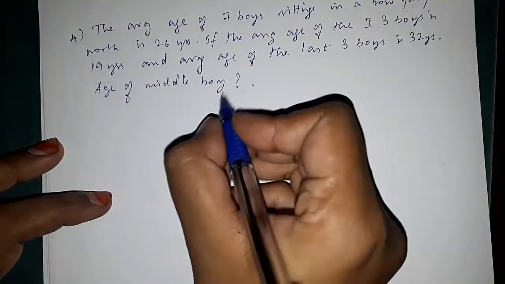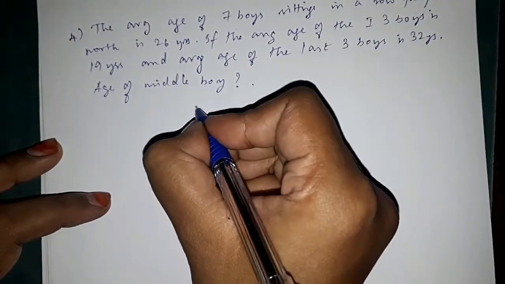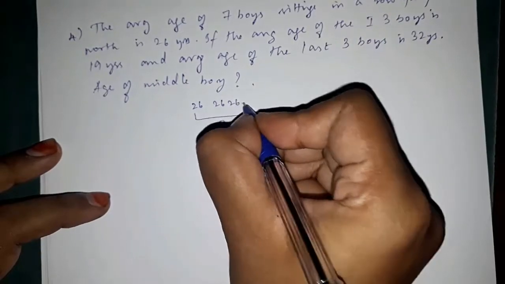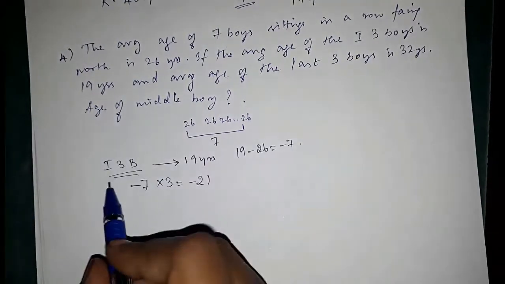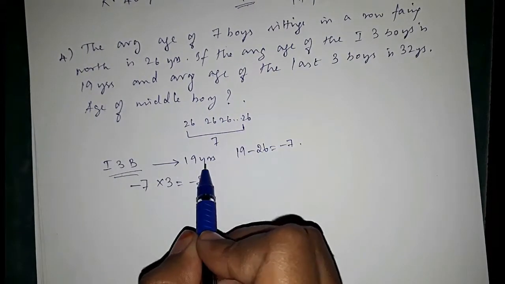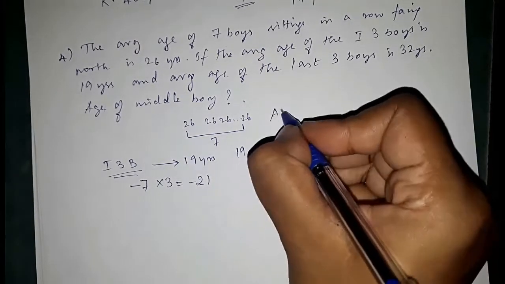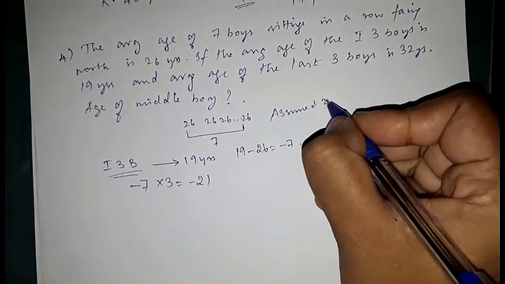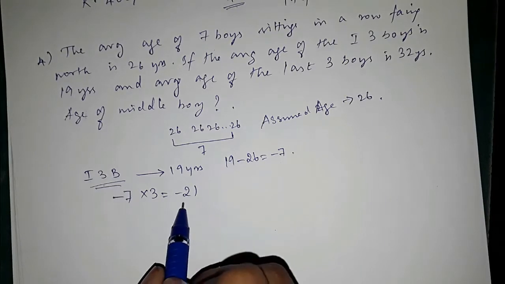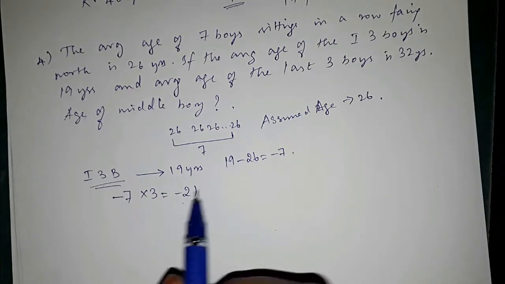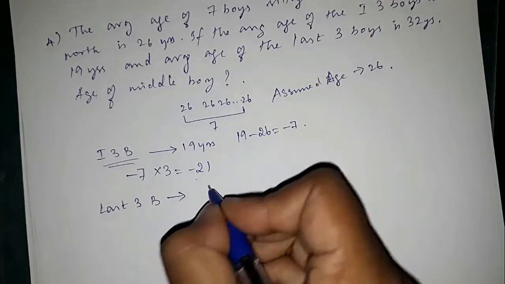Now assume each of the 7 boys has an age of 26 years, because it's given that the average age of the 7 boys is 26 years. The first 3 boys have an average age of 19 years, which is 7 less than the assumed age of 26 years. The entire 3 boys of the first batch have 21 less than the average age of the 7 boys. The last 3 boys have an average age of 32 years.